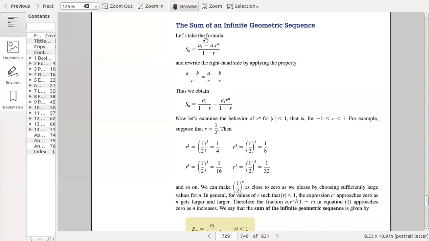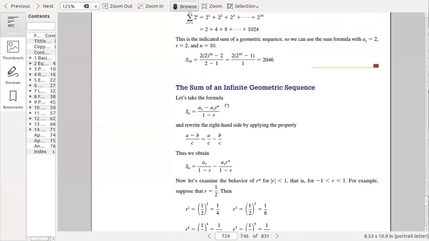The sum of an infinite geometric sequence. Let's take the formula Sn. So the sum of infinite terms of the geometric sequence can be written as a1, first term, minus a1 r, second term with power r^n, divided by 1 minus r. So this is the sum formula.